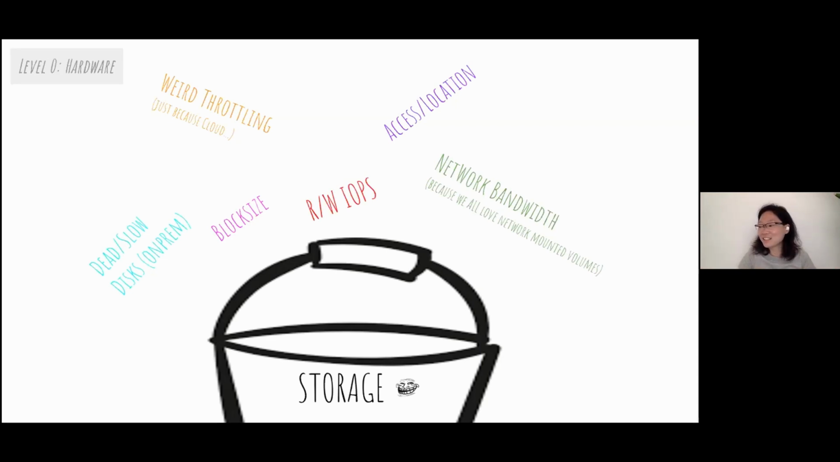So there are those kinds of hardware challenges, and if you're running things on-prem, you might run into even dumb things like, oh, my disks are dead, or I have slow disks, all these kinds of hardware problems, right? And then you might want to think about your block size, or access and location, like where is your data, right? This actually applies to both on-prem as well as cloud.